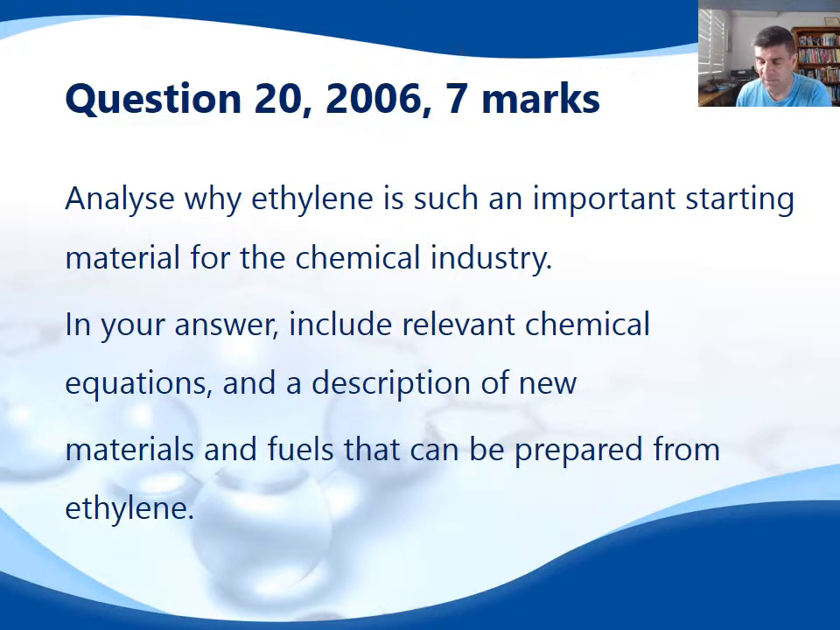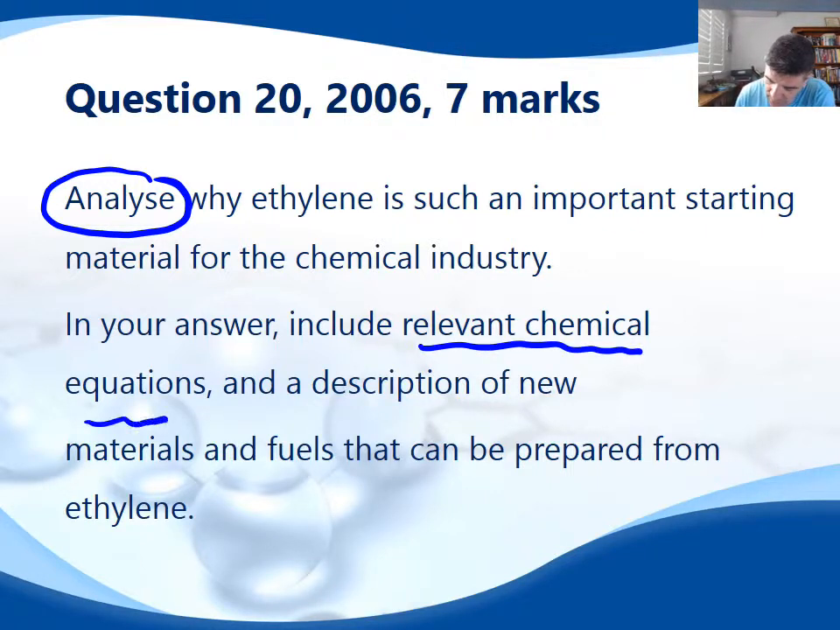So here's a big question, a 7-mark question from the 2006 paper. Analyze why ethylene is such an important starting material for the chemical industry, and in your answer include relevant chemical equations and a description of new materials and fuels that can be prepared from ethylene.